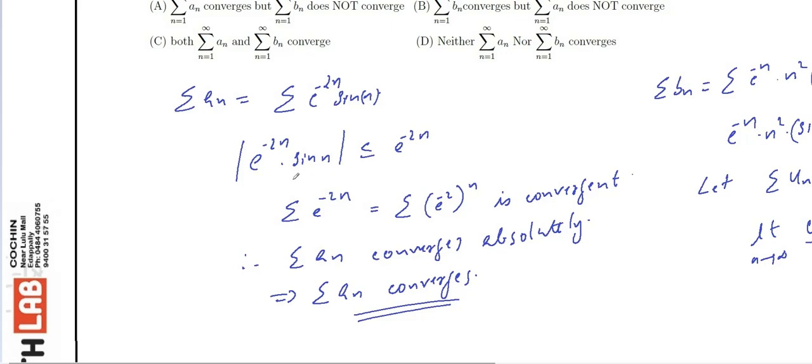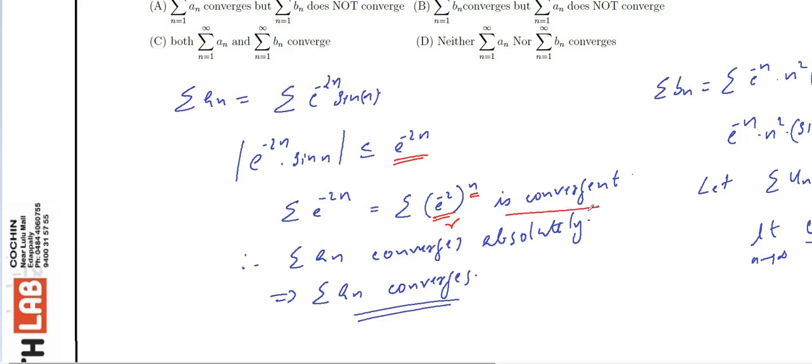So in such a case, it is always better to check the absolute convergence first. So take the modulus of the nth term. As there is an upper bound for sin n, that is 1, this is always less than or equal to e to the power minus 2n. The right hand side series is sigma e to the power minus 2 all to the power n, and this is the r value, the common ratio, which is less than 1.